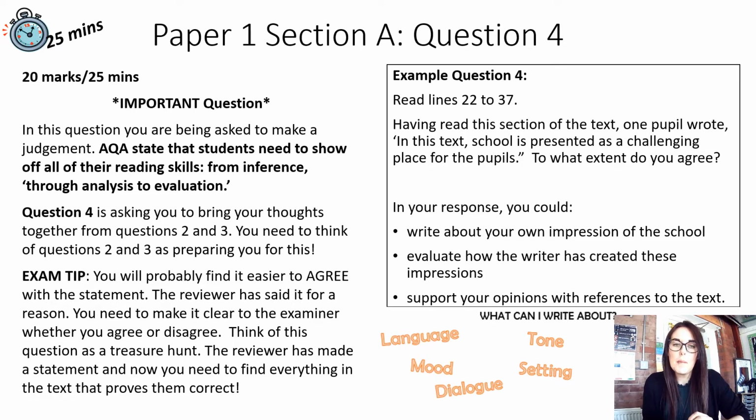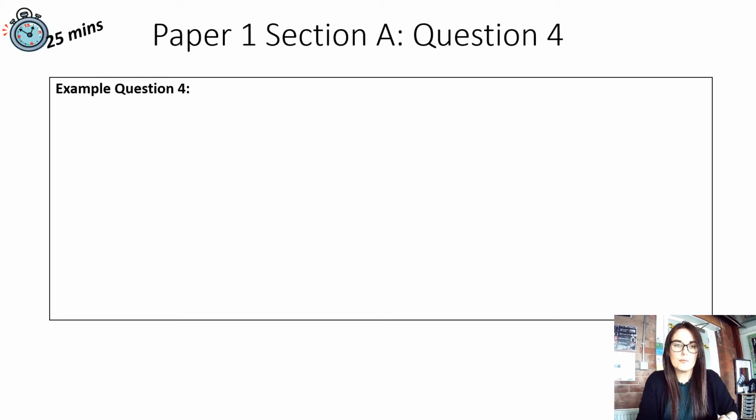So you are being asked to look at everything you've looked at for question 2 language and question 3 structure, and put those together to evaluate a statement to see whether you agree or disagree with something. As I've mentioned in class before, it is usually easier to agree with the statement. You know, the reviewer has made that statement for a reason. However, you can disagree, just make sure that you can back that up. So we'll have a look at an example question 4 here.